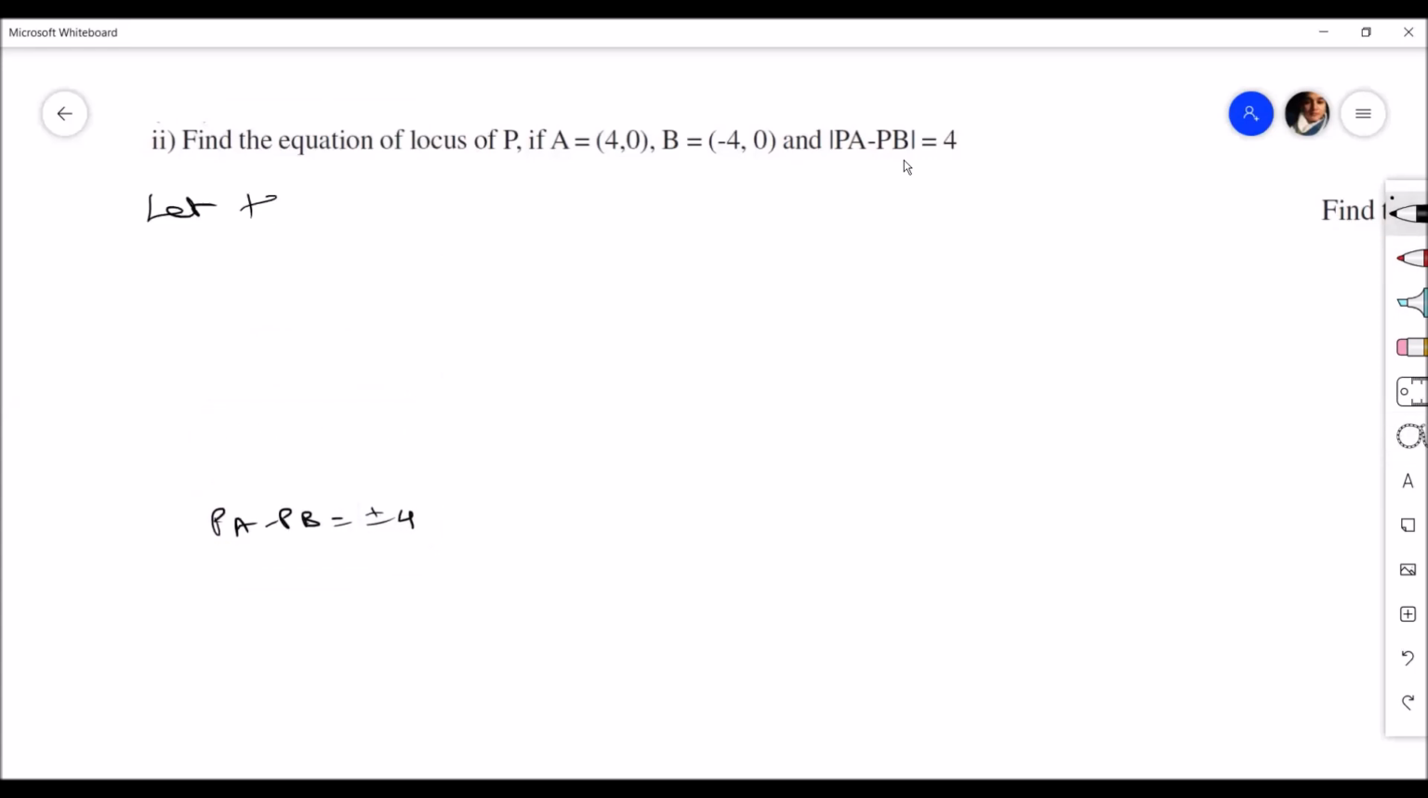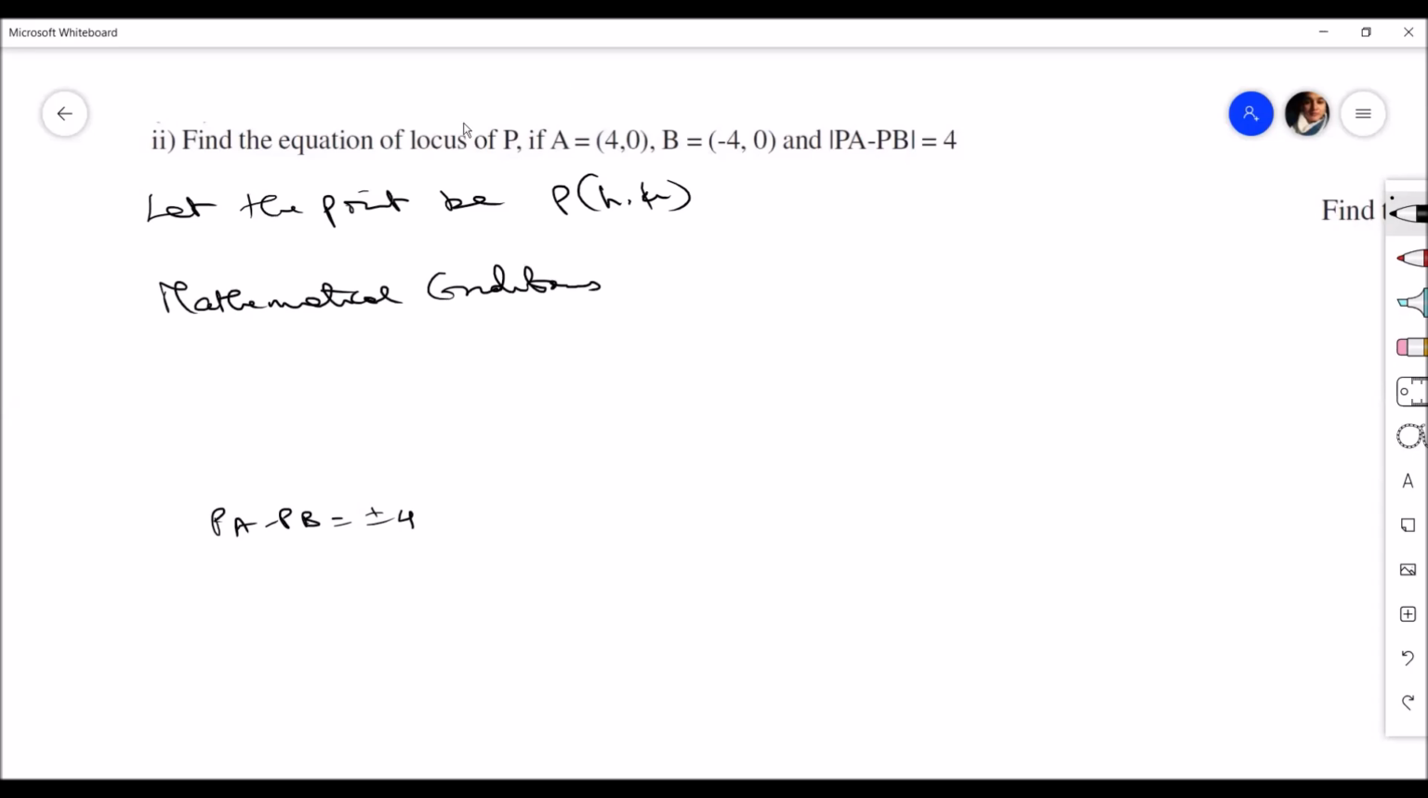So let the point be P of h comma k. Standard question, standard steps. Let point be P of h comma k. And what is the mathematical condition? The mathematical condition is that, am I audible, guys, all of you?